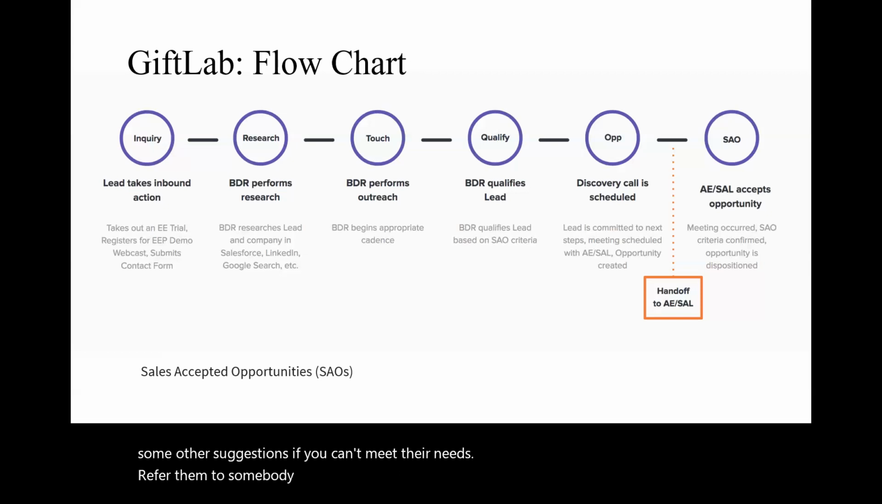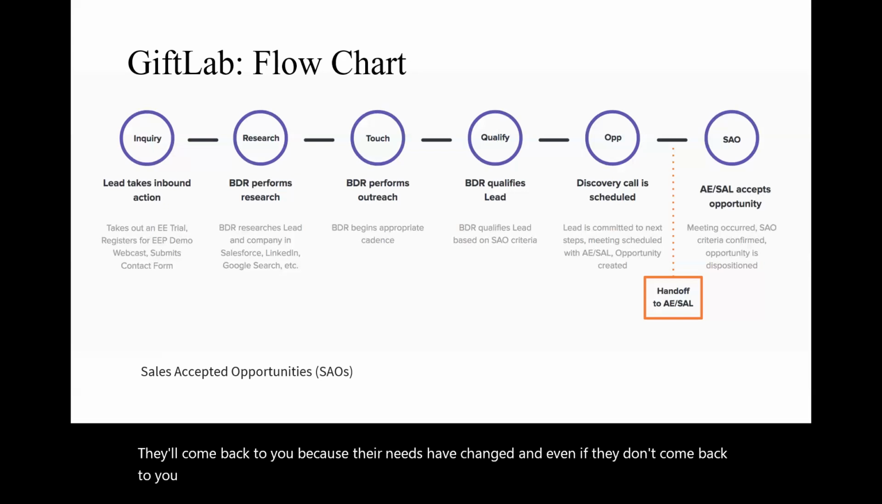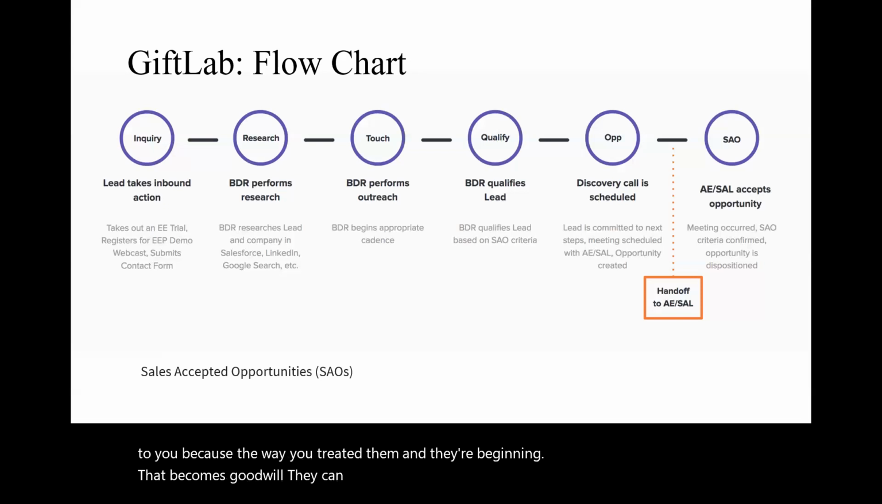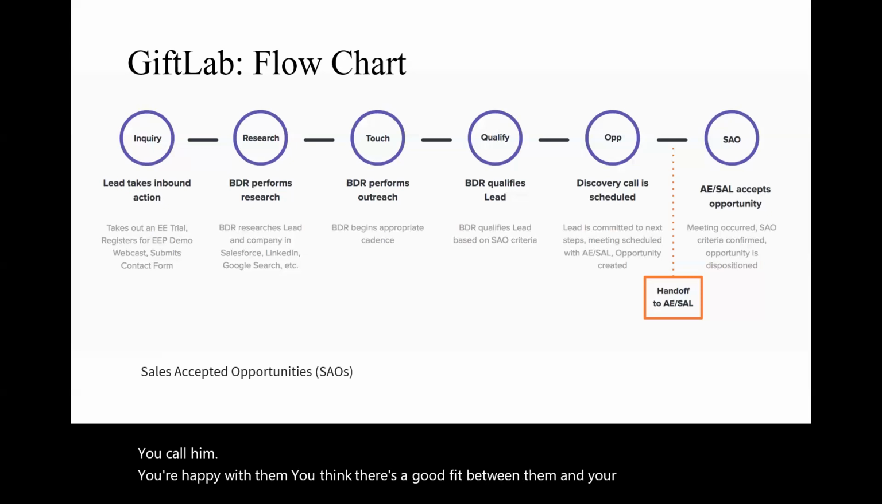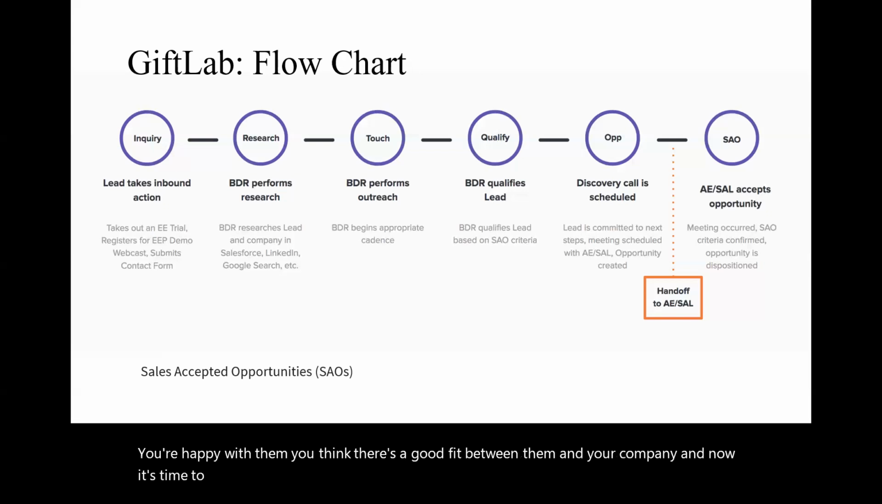Maybe in the future, they'll come back to you because their needs have changed. And even if they don't come back to you, because of the way you treated them in the beginning, that becomes goodwill. Make a recommendation to another company that needs something that you produce or service. You call them, you're happy with them, you think there's a good fit between them and your company, and now it's time to pass it off to the sales team. Remember, the sales team is the closer.